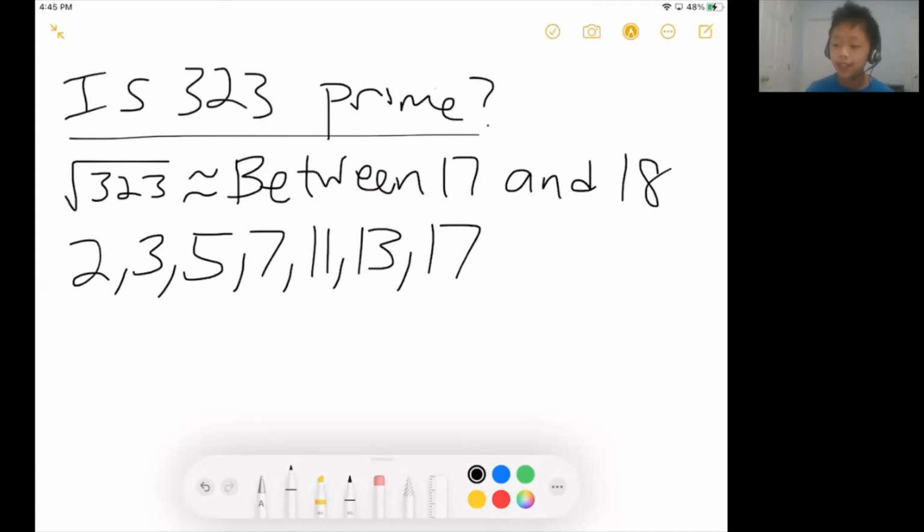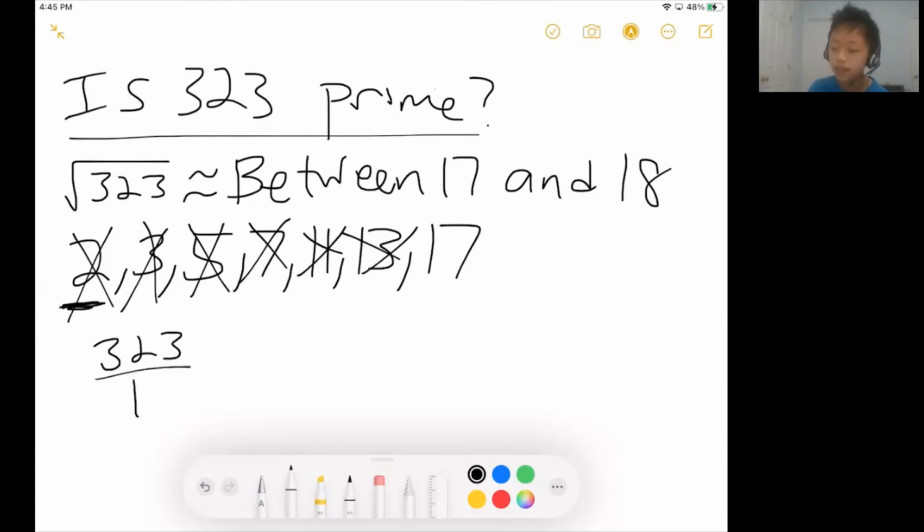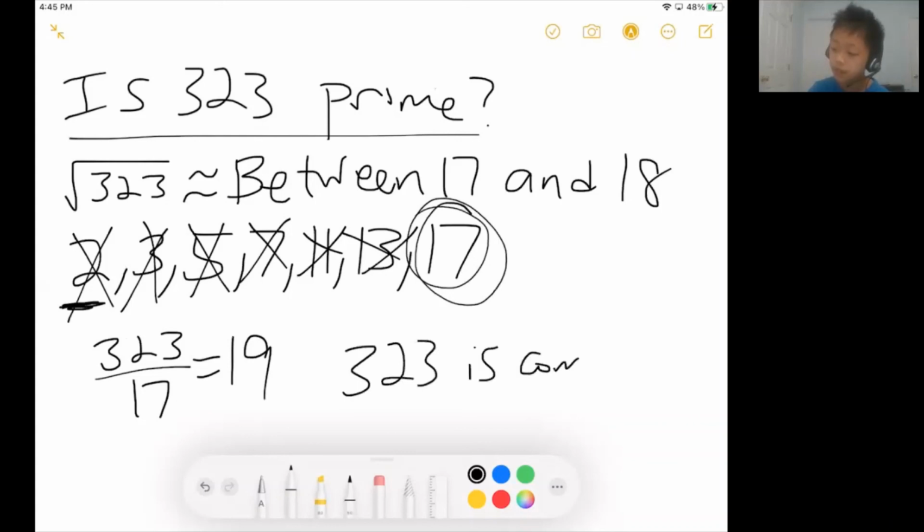So let's see. Is 2 a factor of 323? Clearly no, right? Is 3 a factor of 323? Also no. Is 5 a factor of 323? No. You can check 7, doesn't work, and 11 and 13 both don't work. And when you try 17, it turns out that 323 divided by 17 does give you an integer. It gives you 19. So that tells us 17 works: 323 is divisible by 17. So that tells us 323 is composite.